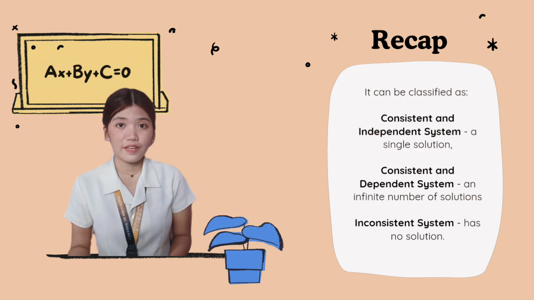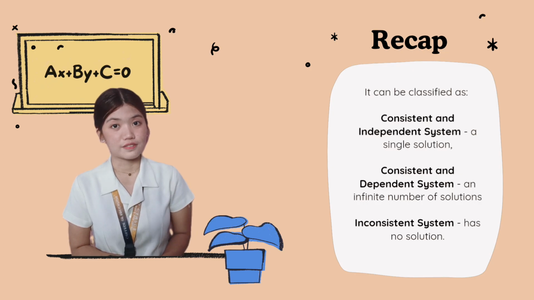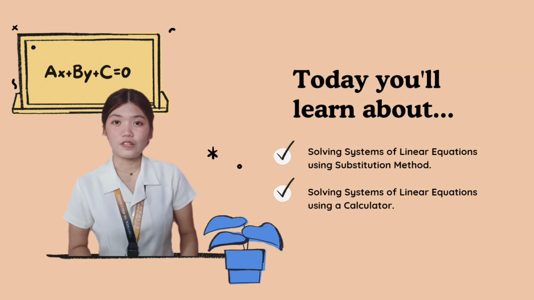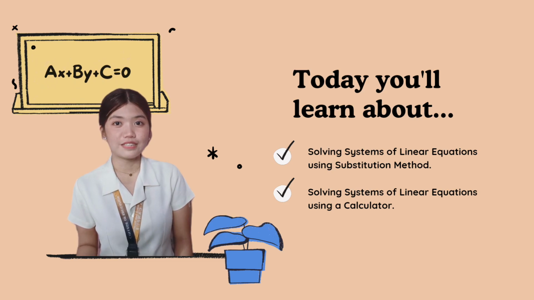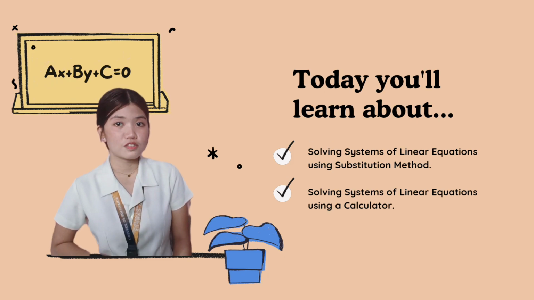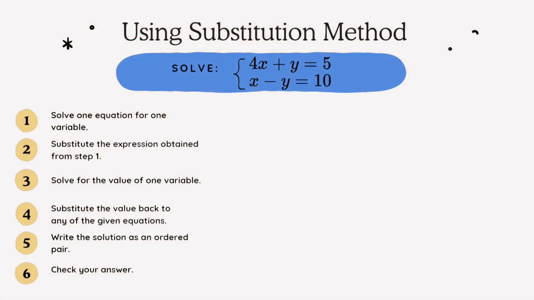There are a lot of ways, a lot of methods on solving systems of linear equations, but today we will use two methods. The first one is the substitution method, and the second one is the fastest and easiest among all methods, which is using a scientific calculator. Let's now solve this one using the substitution method.